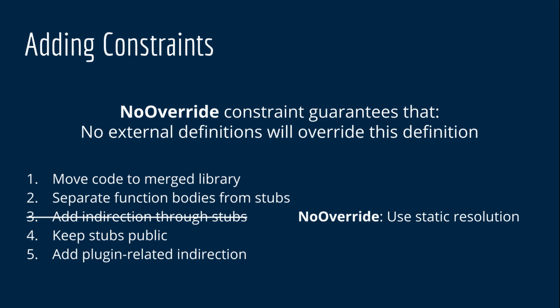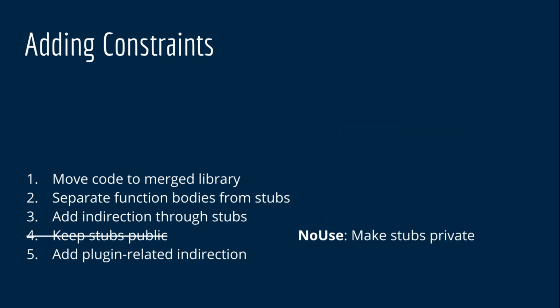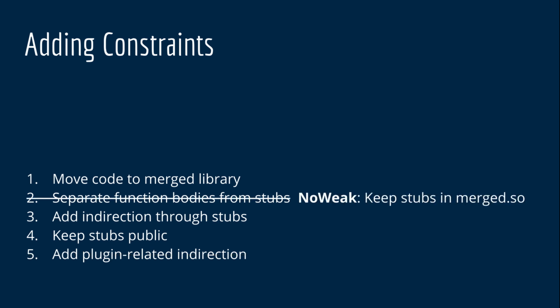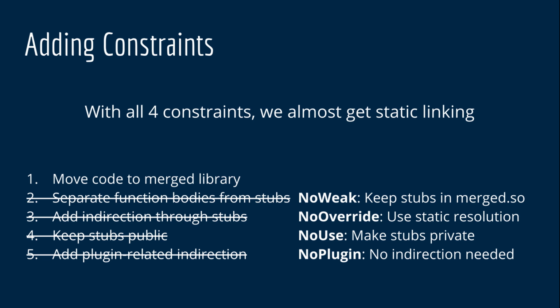Aside from no override, there are 3 other constraints the developer can use, each of which enables an independent improvement to the merged library. The no use constraint can help us make the stubs private, which in turn lets the compiler delete them if nothing uses them. The no plugin constraint allows us to avoid adding plugin-related indirection. And the no weak constraint allows us to keep stub functions in the merged library. Full details of each constraint are explained in the paper. If all 4 constraints are available, we can almost optimize the code as if it had been statically linked, modulo some special features of the static linker like comdats.